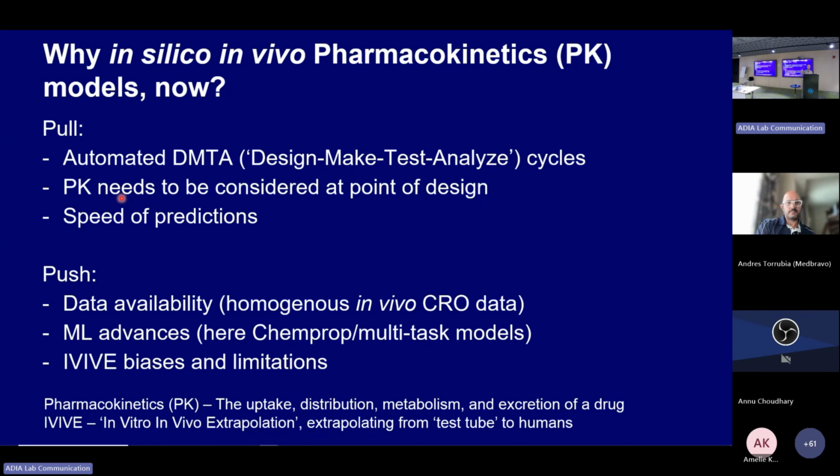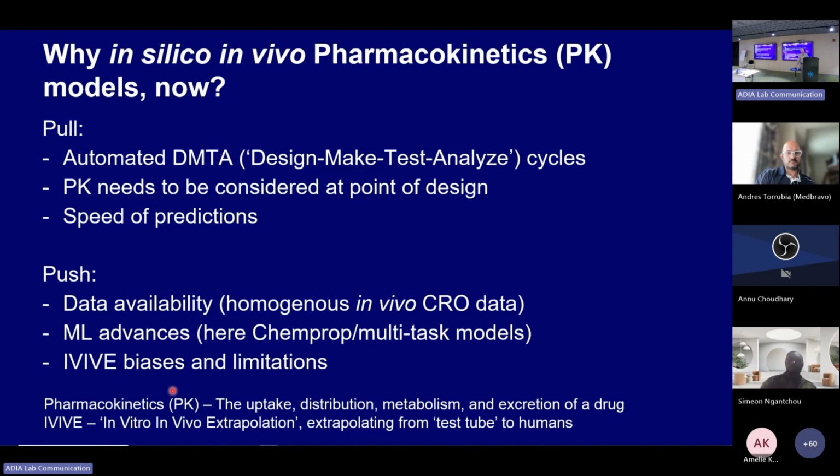So you need to pull it forward in the pipeline. Predictions are very fast. It's neural network predictions, so a fraction of a second. And you also had push factors. So you had homogeneous data that CROs, contract research organizations in Asia, were generating, very homogeneous.